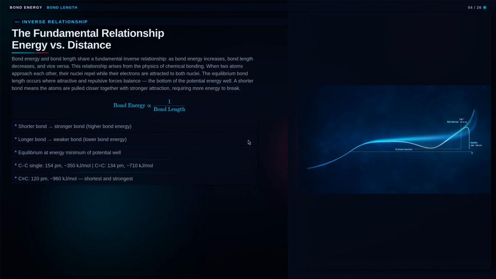This relationship arises from the physics of chemical bonding. When two atoms approach each other, their nuclei repel while their electrons are attracted to both nuclei. The equilibrium bond length occurs where attractive and repulsive forces balance. A shorter bond means the atoms are pulled closer together with stronger attraction, requiring more energy to break.